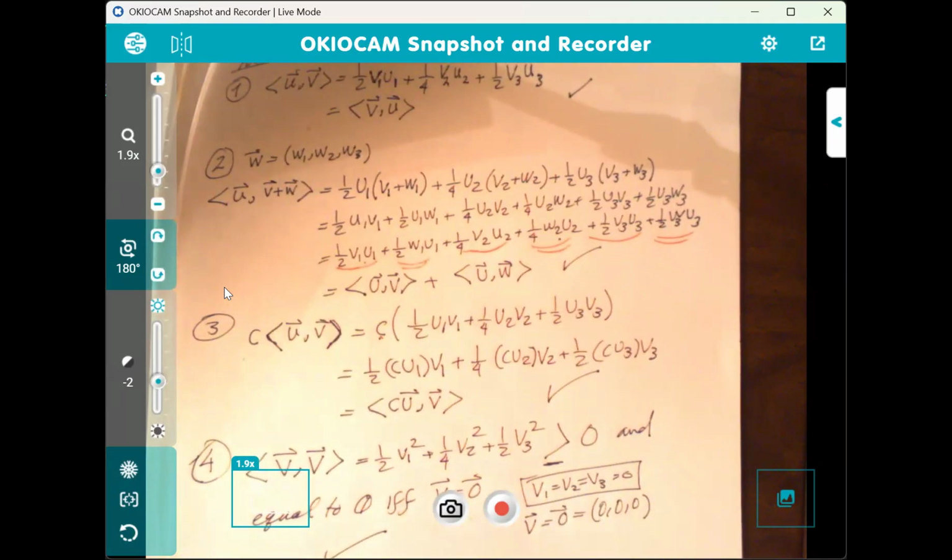And so this defines an inner product in vector space V, the way they defined it. And so any questions about this work, everyone? Let me stop recording.